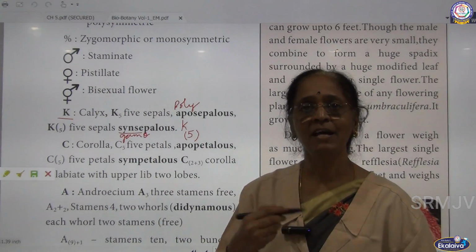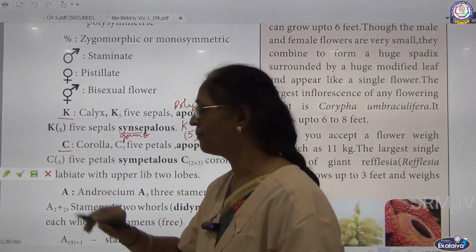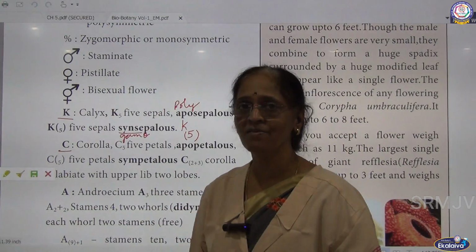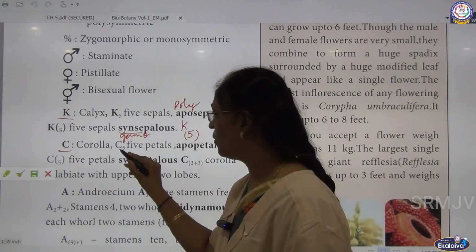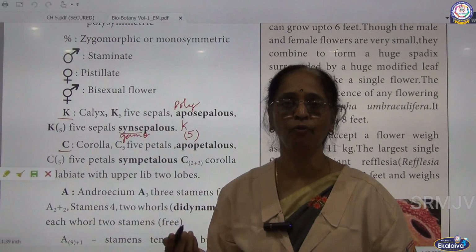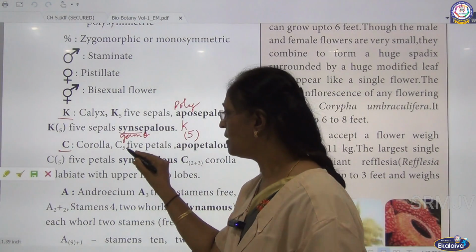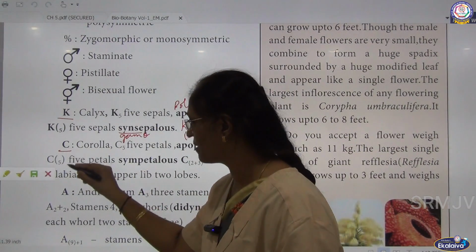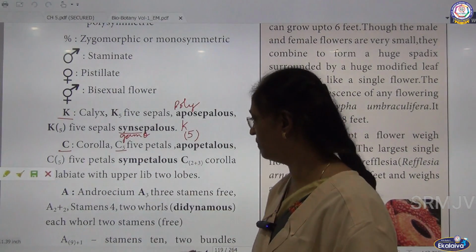Then the next word is Corolla. Corolla is represented with the letter C. Calyx K, Corolla C. Again, it is the same thing which we follow. If the corolla is 5, you will put 5. If it is only 4, 4. If it is a trimerous flower, you will put 3. So, the number is how many petals are there. If they are fused, you will put it inside the bracket. If they are free, you leave it like C, 5.